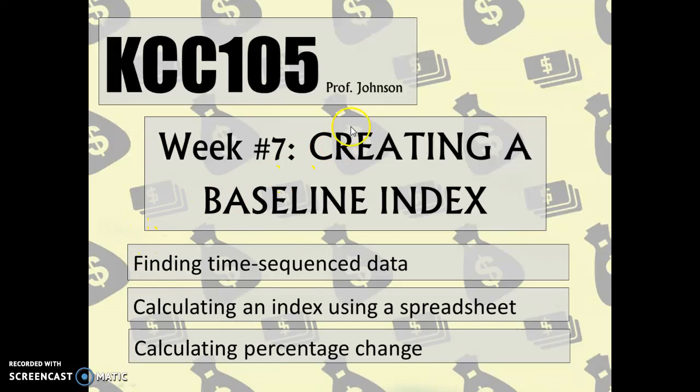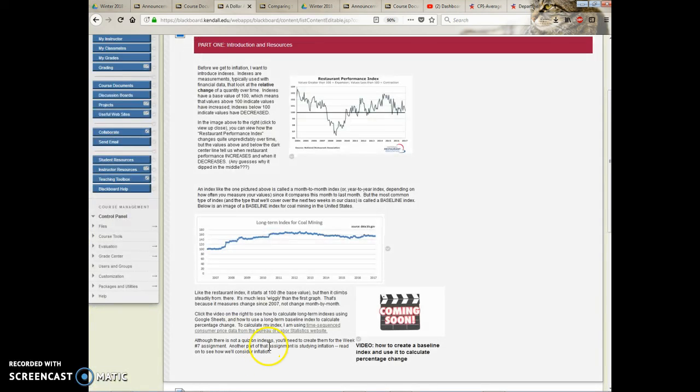KCC105 for week number 7, we need to create a baseline index for our assignment for our final graphic. There are 3 steps to that. I'll break it down in this video. We need to find the data, time sequence data, something over time, a consumer price over time. We need to use a spreadsheet to create that index, and we also need to look at that spreadsheet and say, hey, what is the percent change? How are things changing over time? We'll talk about those 3 steps here.